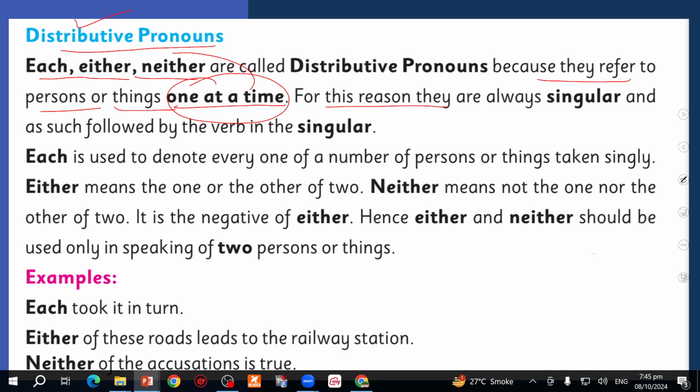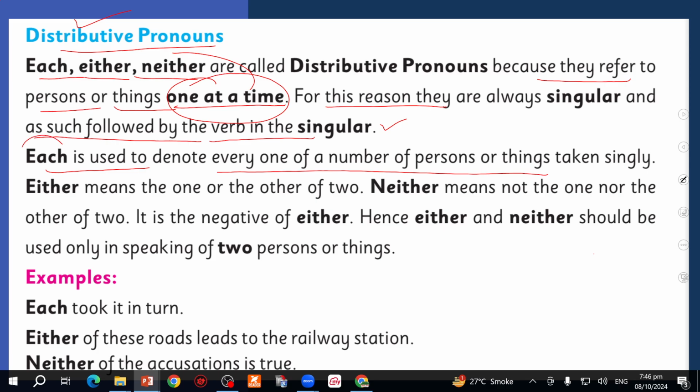For this reason, they are always singular and as such followed by the verb in the singular. So what do we understand? Each, either, and neither are called distributive pronouns and they are referring to things one at a time and they are always treated as singular. For example, now each is used to denote every one of a number of persons or things taken singly.